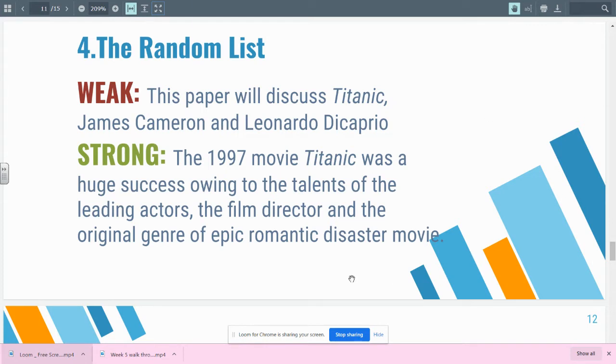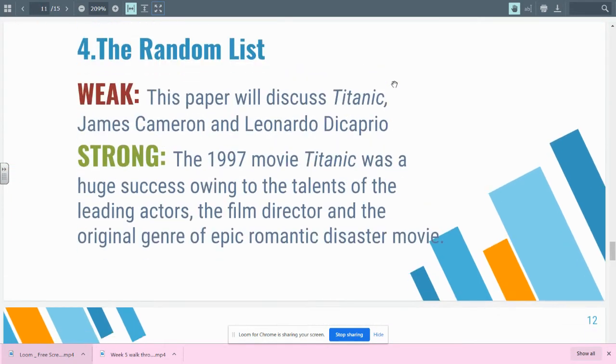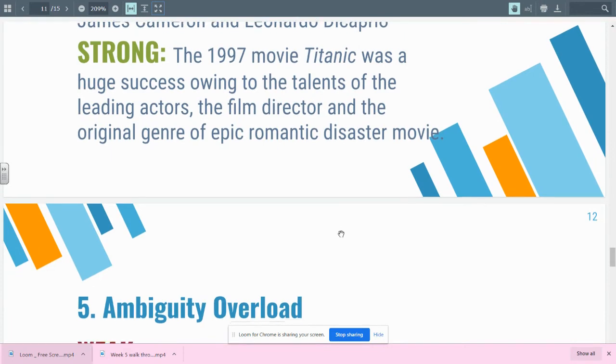So our strong thesis here says the 1997 movie Titanic was a huge success owing to the talents of the leading actors, film director, and the original genre of epic romantic disaster movies. It's the same topic as the last one, right? But it's a different kind of thesis, because the weak one just says James Cameron, Leonardo DiCaprio. With this one, we know that for the leading actors, we can talk about Leonardo DiCaprio, and for the film director, we can talk about James Cameron. So we're going to delve into these things. We just need a better overview of why you're writing about Titanic. What makes Titanic special, you know?